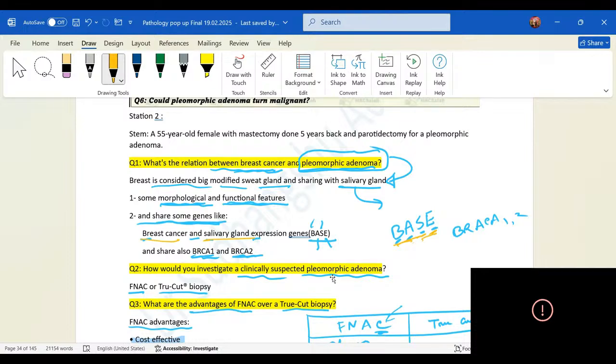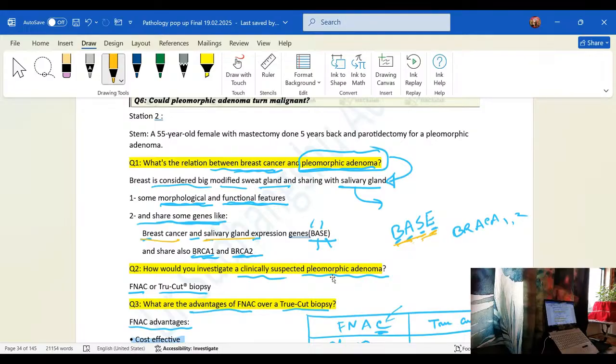How would you investigate a clinically suspected pleomorphic adenoma? By FNAC or true cut biopsy. What are the advantages of FNAC and true cut biopsy?